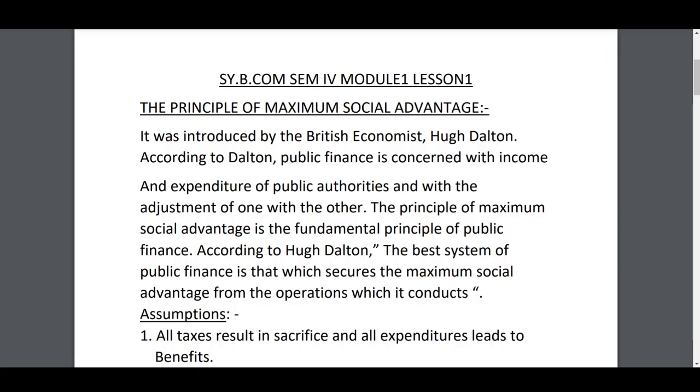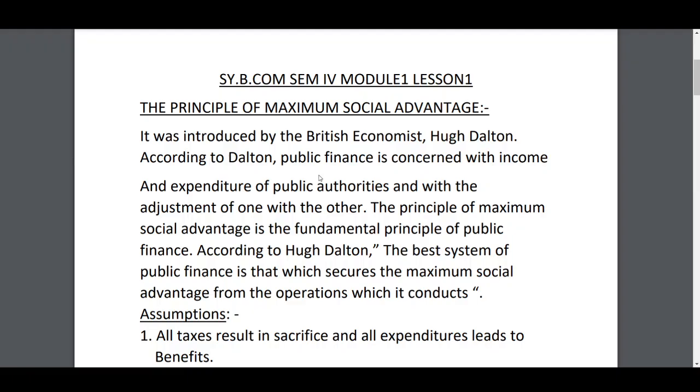Good evening, students. Today I am teaching you the principle of maximum social advantage. It was introduced by the British economist Hugh Dalton. According to Dalton, public finance is concerned with income and expenditure of public authorities and with the adjustment of one with the other. So who introduced it? The British economist Hugh Dalton.